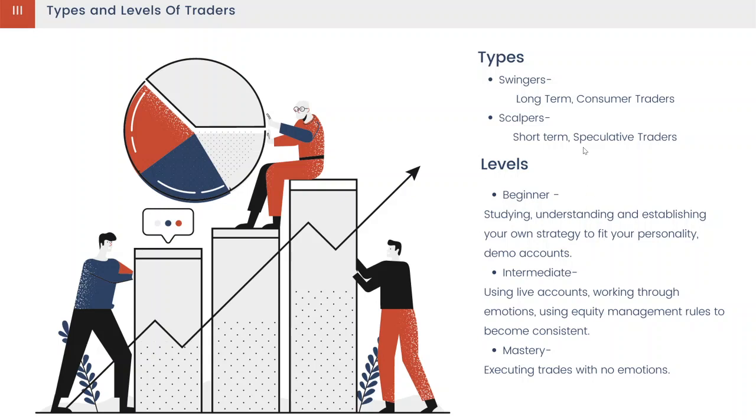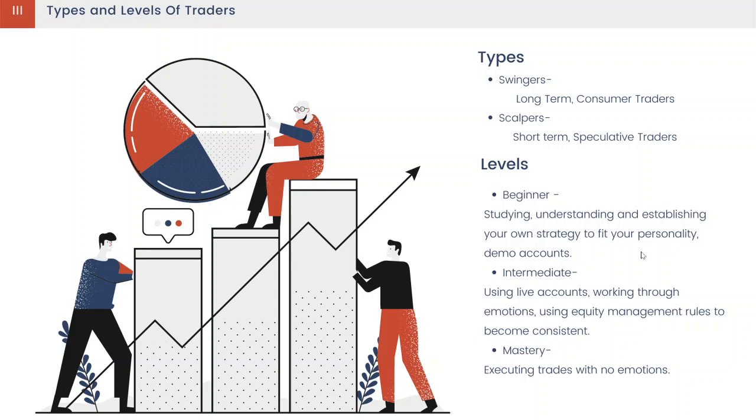Okay, this is just to introduce you to it, build up your psychology, motivate you, and let you know the basics you need to know. Now, levels of traders, we have the beginner, that's someone who is just coming into the market trying to study. We try to understand the different strategies, the different terms that are used in trading, and then establish your own strategy to fit your personality.